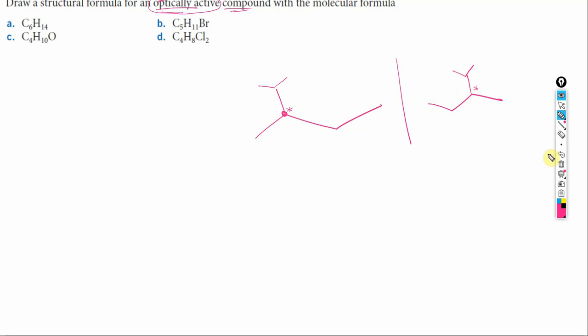pure form. All right. So optically active means you should have at least one carbon that is a chiral carbon, and it's going to produce a non-superimposable mirror image. Okay, those compounds are going to be optically active. So let's try C6H14. If you take C6H14, you can clearly see that there is no double bond equivalence, so it's going to be a hexane or an isomer of a hexane.